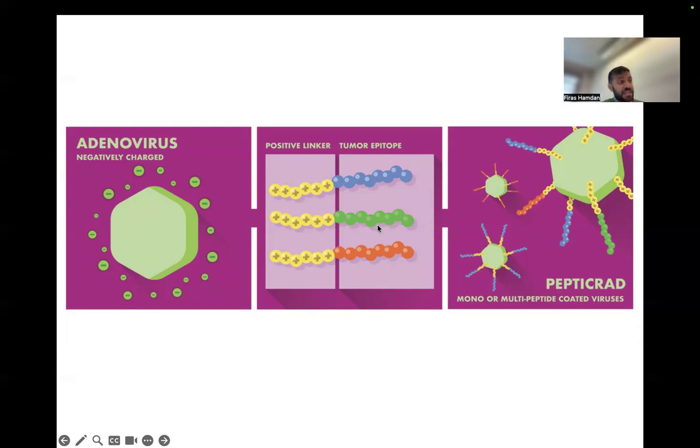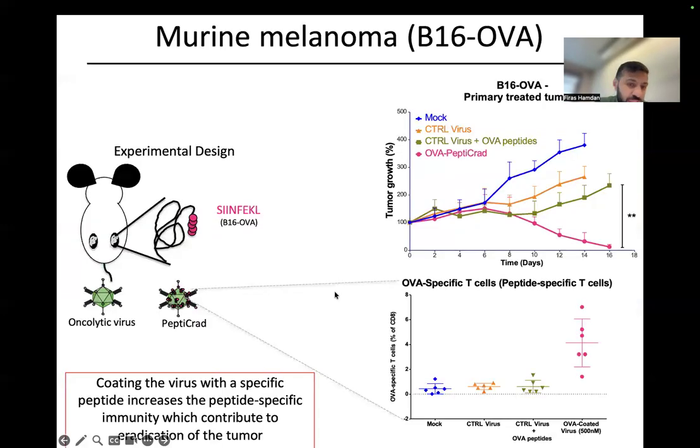This is a very nice, versatile tool because all you need to do is change the tumor epitope. You change whatever epitope you want, and you change the vaccine. So similar to your mRNA vaccine, now you have adenovirus with different vaccines. So you can make it more personalized.